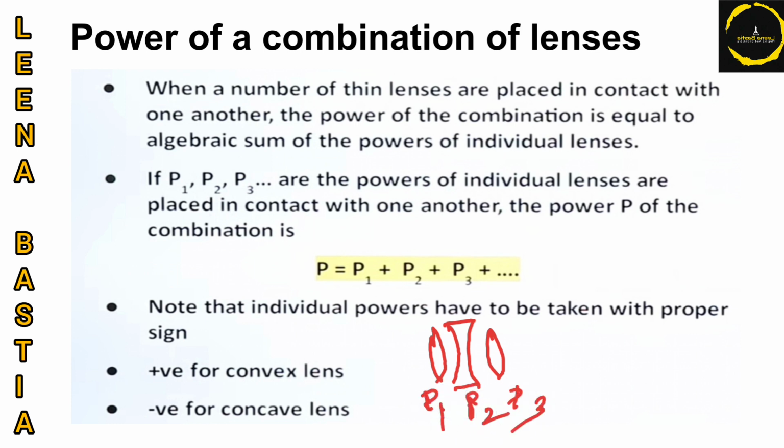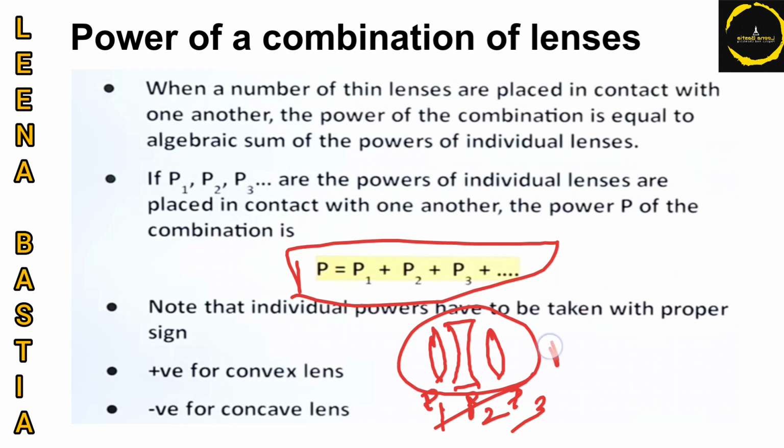Whatever is the power, we have to just add all the powers, and we will get the power of the combination of lenses. This is the formula I mean to say. If P is the power of the combination of lenses, if this entire combination is P, then we can just add the individual powers of the individual lenses, and we are going to get the power of the combination of the lenses. I hope you are clear in this. So the algebraic sum we have to calculate.